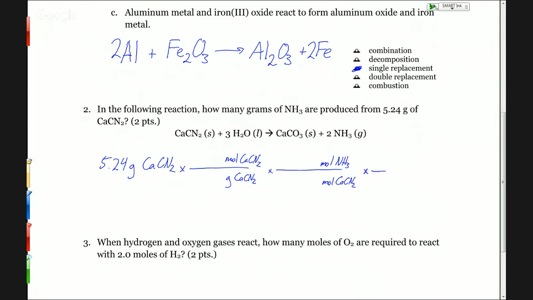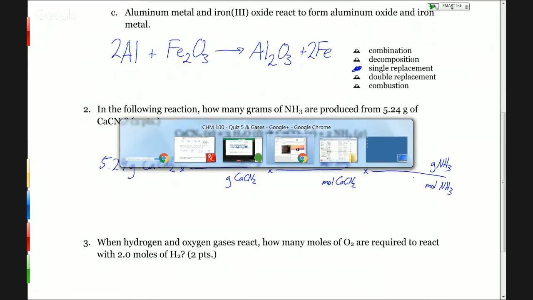And then finally, from moles of NH3 to grams of NH3. Okay, so we can calculate that. I don't have my calculator up yet. Hold on.